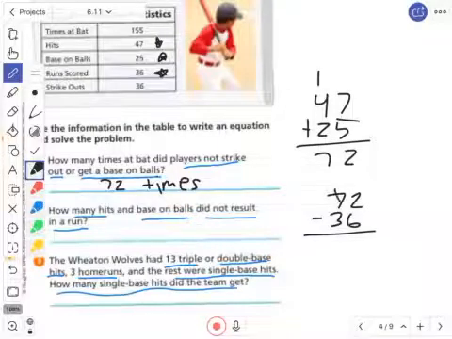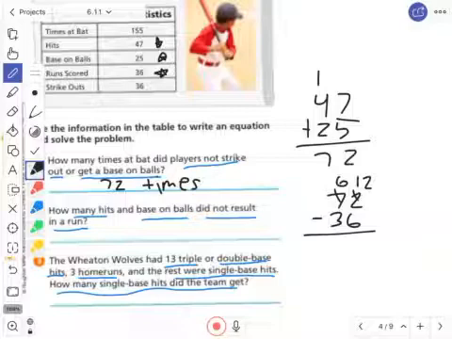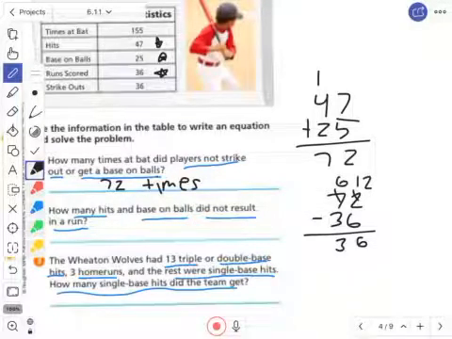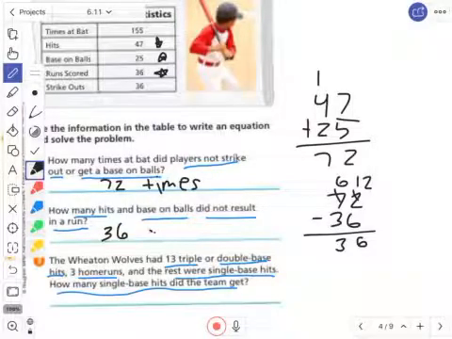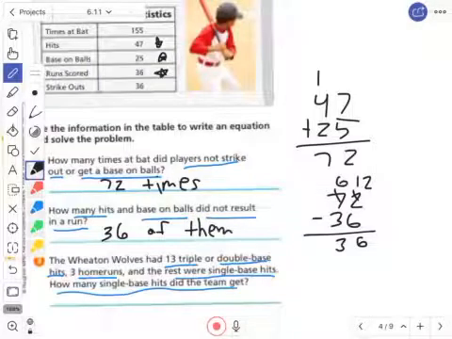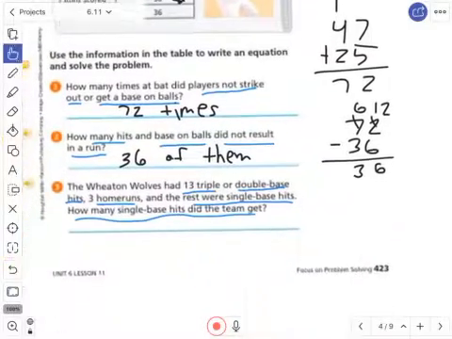Can't do 2 minus 6. Got to do my trading. 6 tens, bring 10 ones over. 12 minus 6 is 6. 6 minus 3 is 3. So 36. 36 of them. Cool. Or I could have said hits and base on balls, either label. Just do that for a little bit shorter.